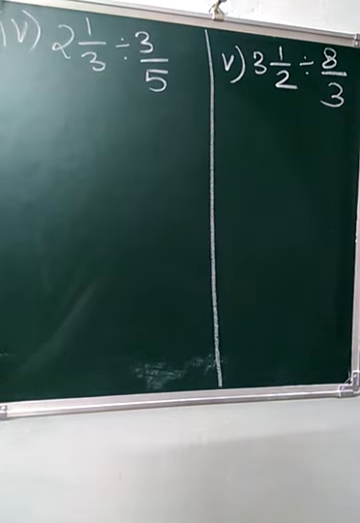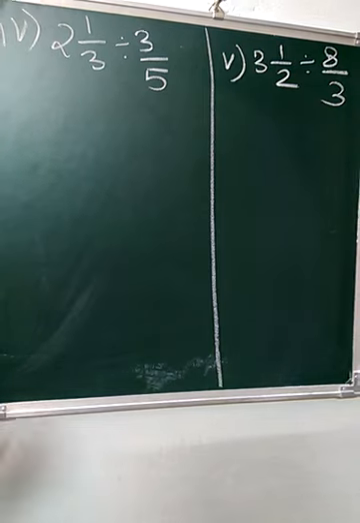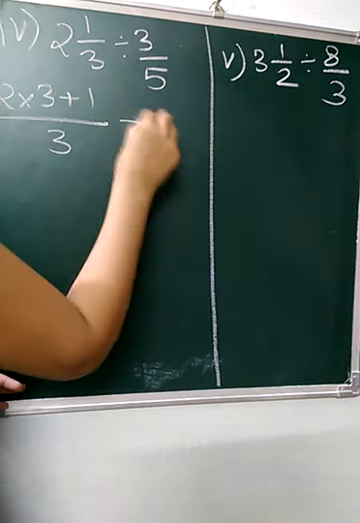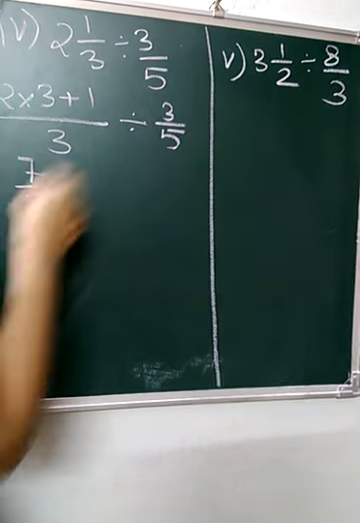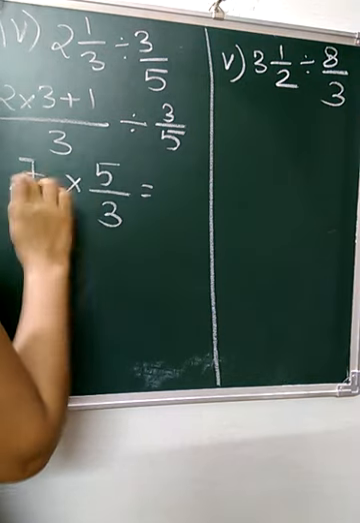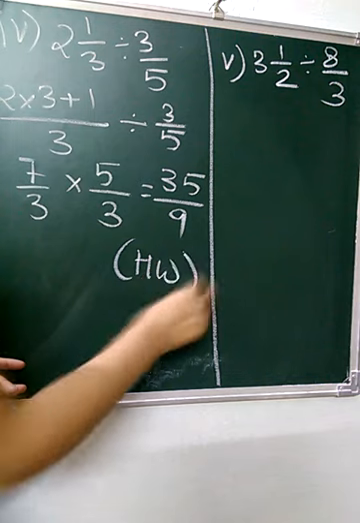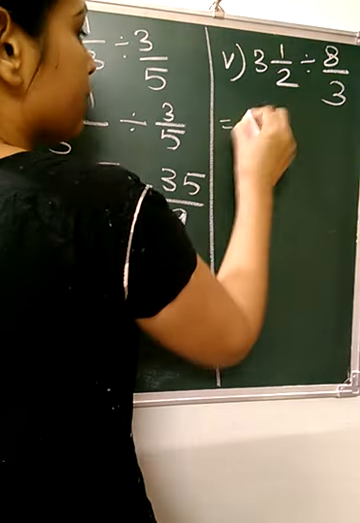Starting with the fourth one, first converting the mixed into improper fractions. So 2 into 3 plus 1 whole by 3 divided by 3 by 5. 2 3s are 6 plus 1, 7 upon 3. This becomes into and this becomes ulta. So 7 5s are 35, 3 3s are 9. Mixed number will be your homework. You have to convert it into a mixed number.